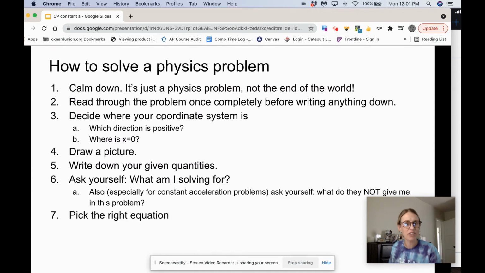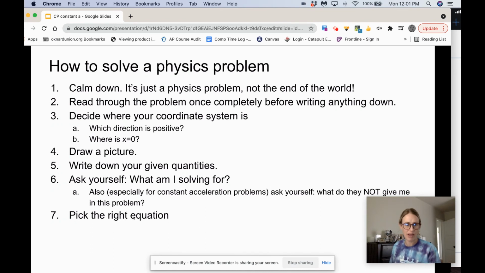And then number seven, you want to pick the right equation. And this kind of goes with this sub point for number six. You want to pick the equation that has your givens and has the thing that you're solving for in it. If you're asking yourself, what do they not give me? Say you're not given time or something like that. You don't want to pick an equation that has time in it because that's not going to help you. You don't have that variable and you're not solving for that variable.